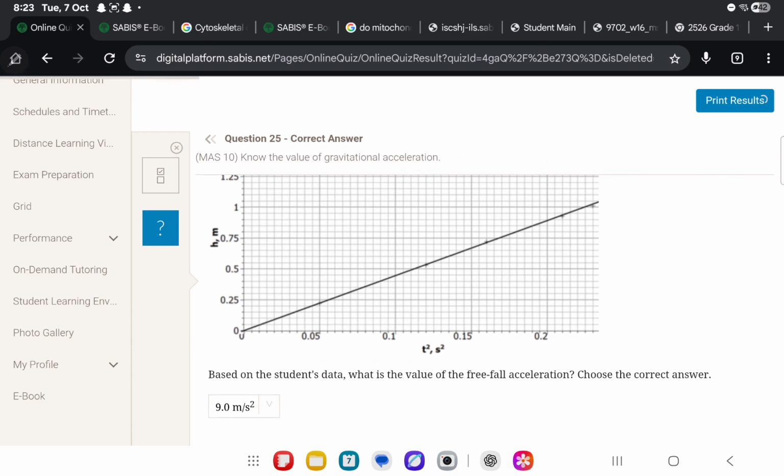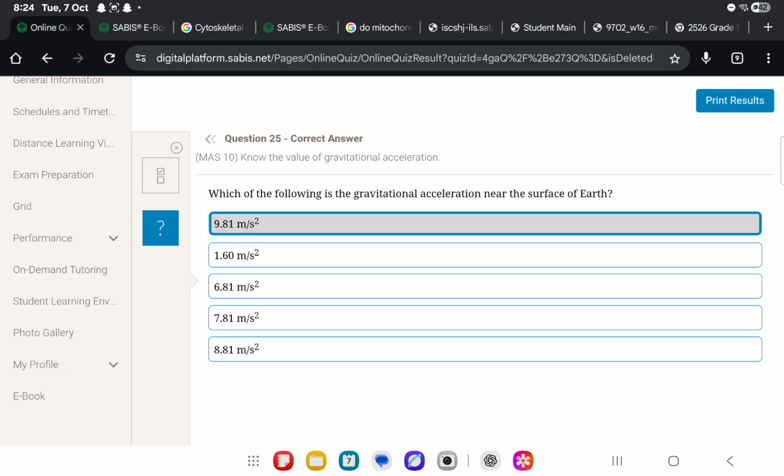Question 25, which is the last question. And this is the easiest question I've ever seen on the face of the earth. Which of the following is the gravitational acceleration near the surface of the earth? You should know, you've been using it for every calculation in the past. God knows how many questions. 9.81 meters per second squared.